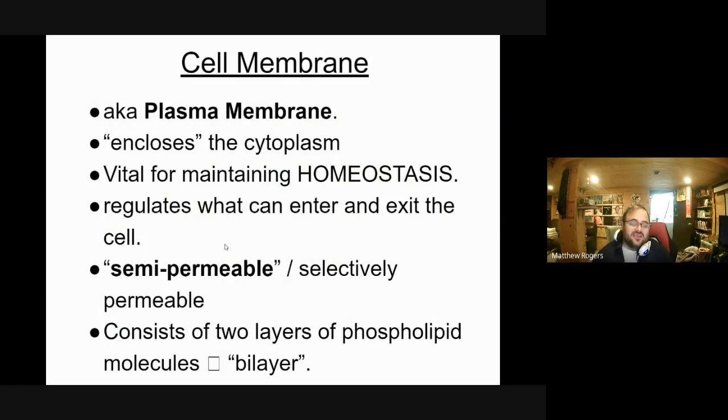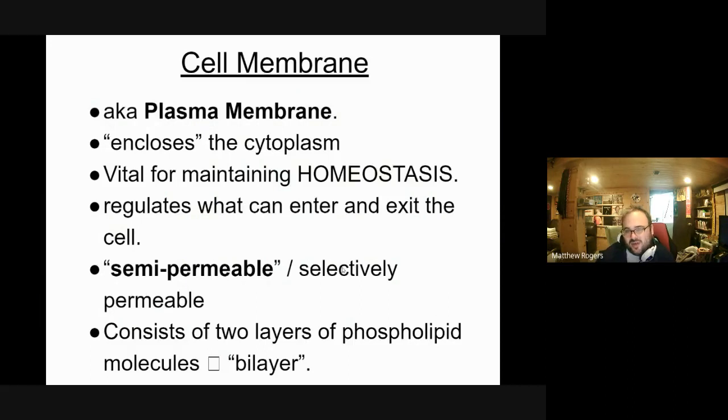We call this idea of controlling what goes in and out semi-permeable or selectively permeable. I like to use the word selectively permeable. Semi-permeable, not a big fan. I think it doesn't do a good job of describing the fact that there's a little control here. Semi means in the middle, like there is a little bit. Permeable means letting something in and out. So there's a little bit of letting things in and out.